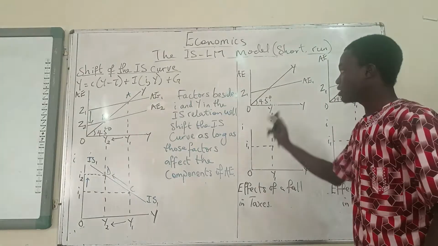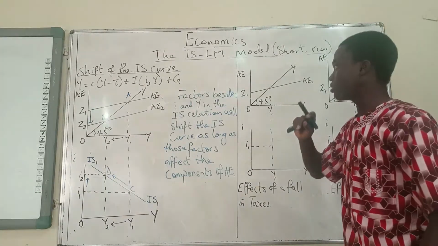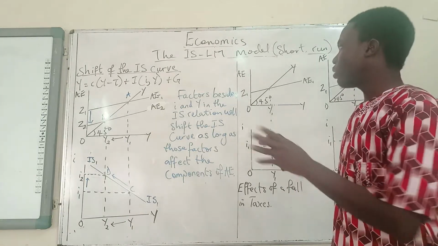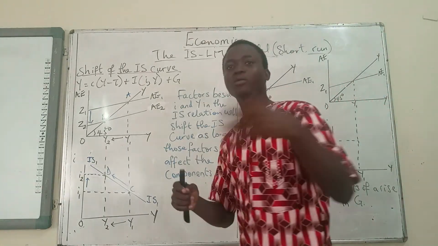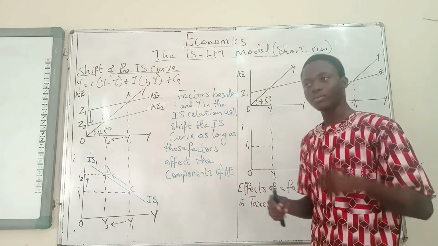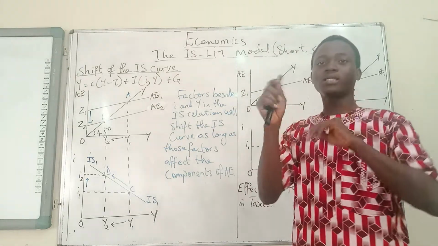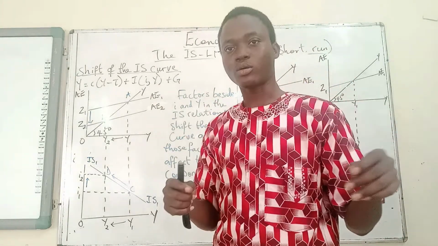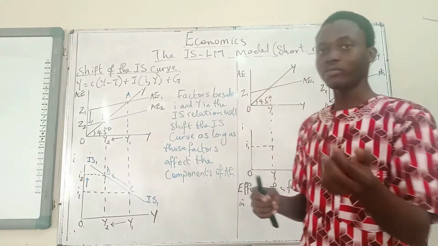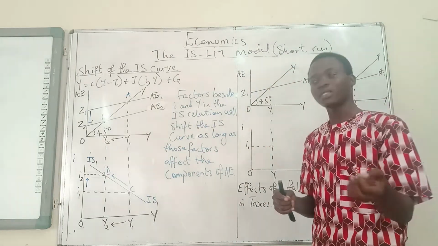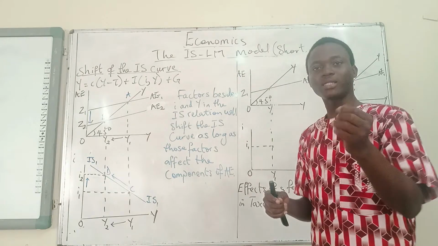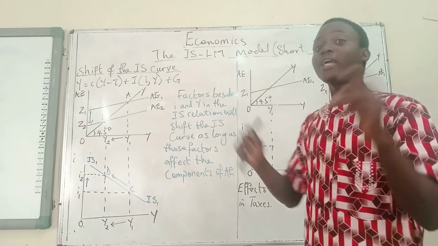This is going to be the second class on the IS curve alone. Here I want to talk about the shifts of the IS curve. So what are those things that shift the IS curve? Remember that in the previous class I was saying that changes in interest rates cause a movement along the IS curve. So interest rate doesn't shift the IS curve.